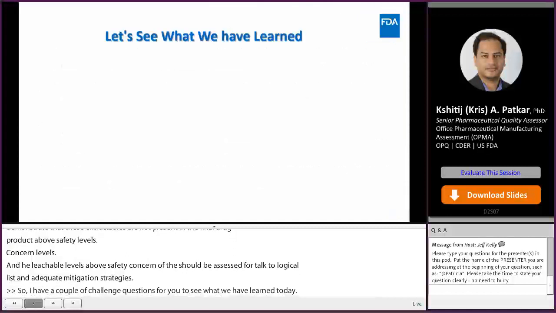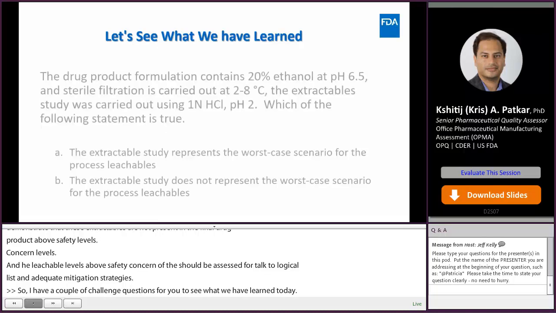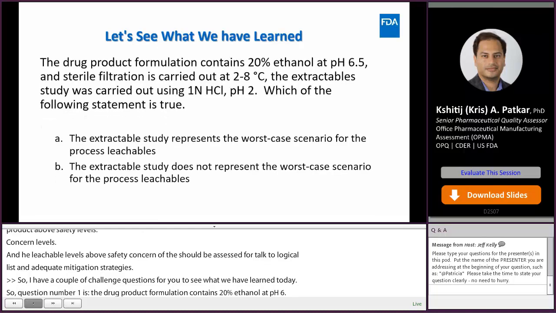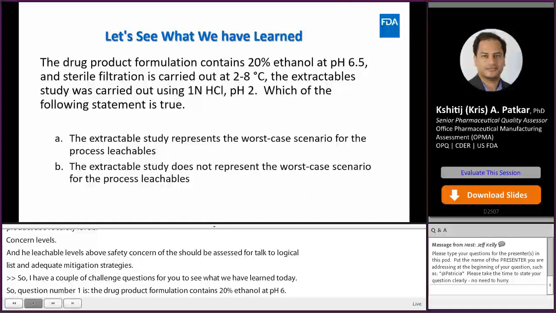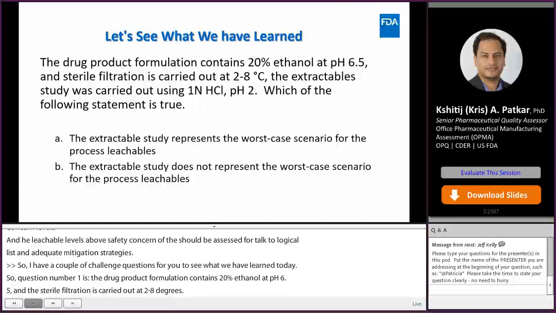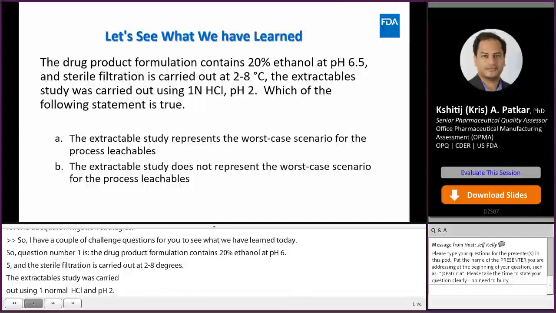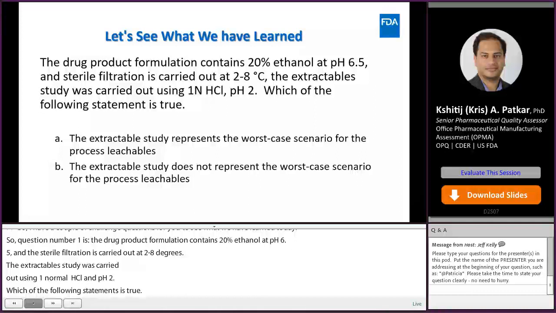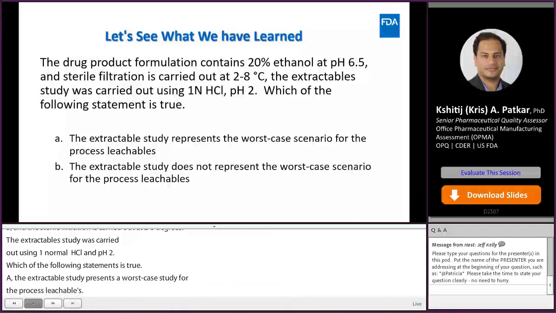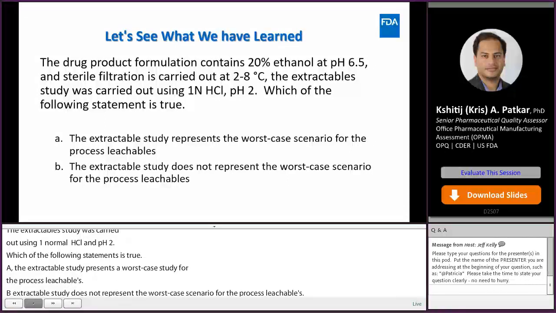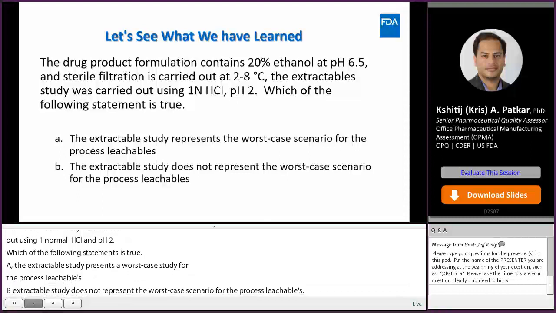So I have a couple of challenge questions for you to see what we have learned today. Question number 1: the drug product formulation contains 20% ethanol at pH 6.5, and the sterile filtration is carried out at 2 to 8 degrees. The extractable study was carried out using 1 normal HCl at pH 2. Which of the following statements is true? A, the extractable study represents the worst case scenario for the process leachables. B, the extractable study does not represent the worst case scenario for the process leachables. I will give you a moment to think about these options.